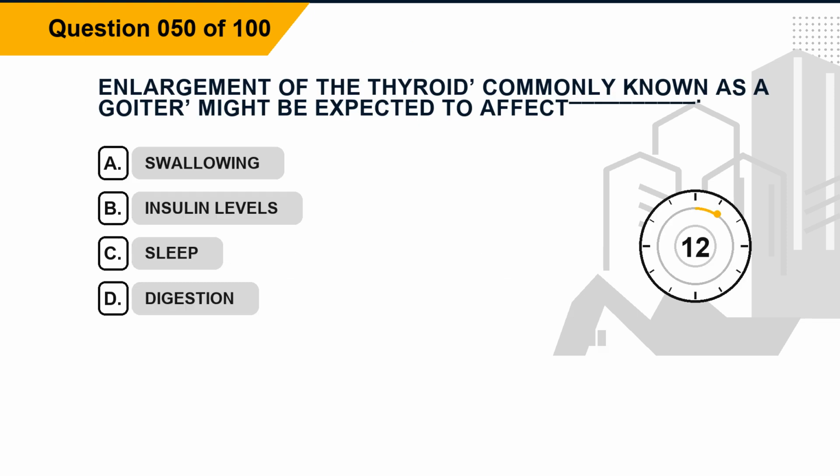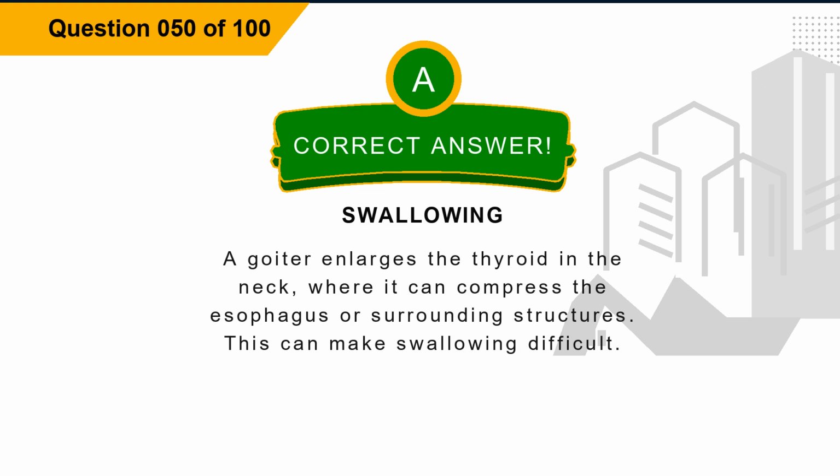Question 50. Enlargement of the thyroid, commonly known as a goiter, might be expected to affect blank. Option A, swallowing. Option B, insulin levels. Option C, sleep. Option D, digestion. The correct answer is option A, swallowing. Explanation. A goiter enlarges the thyroid in the neck, where it can compress the esophagus or surrounding structures. This can make swallowing difficult.